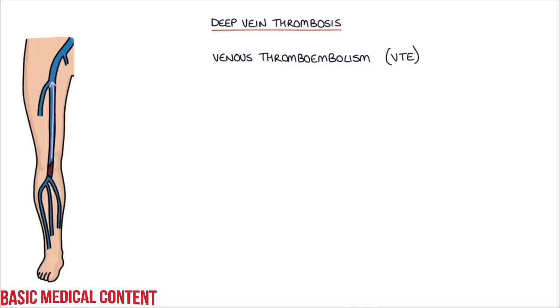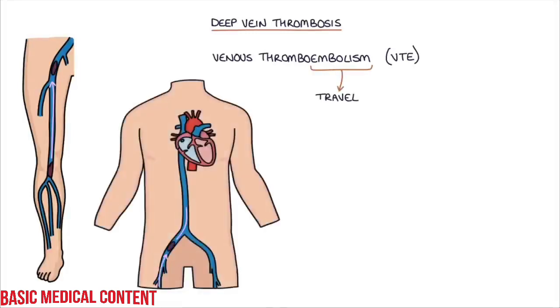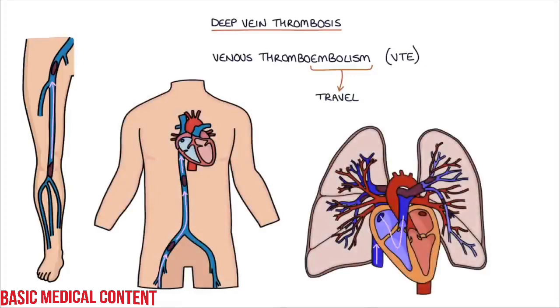Once a thrombus has developed, it can travel, or embolize, from the deep veins through the right side of the heart and into the lungs, where it becomes lodged in the pulmonary arteries. This blocks blood flow to the areas of the lungs and is called a pulmonary embolism, or PE.